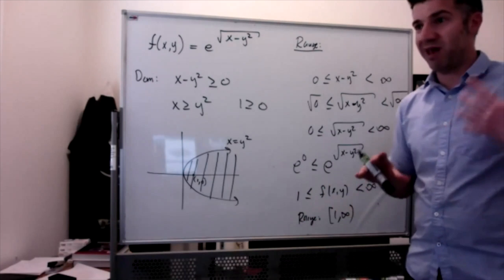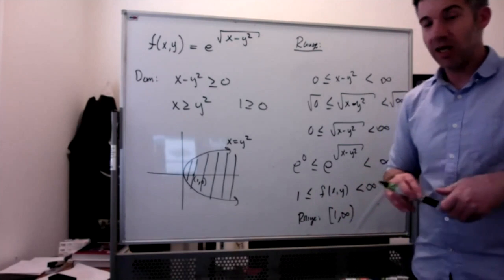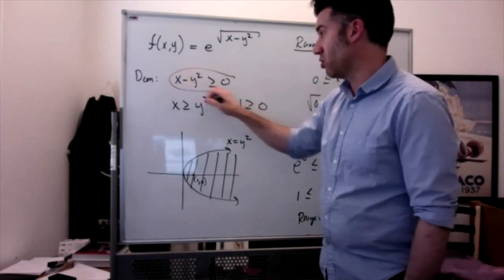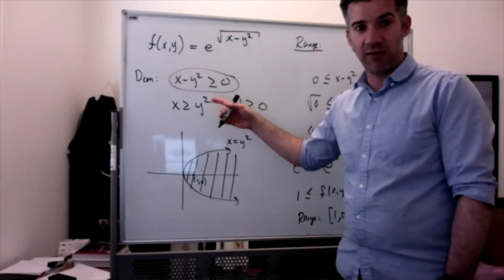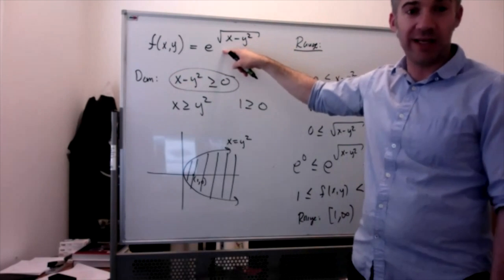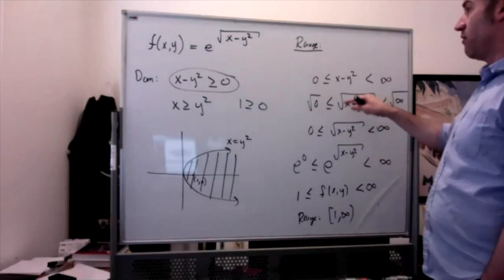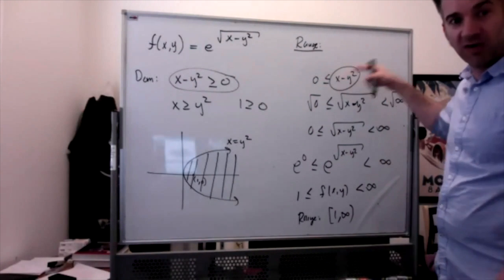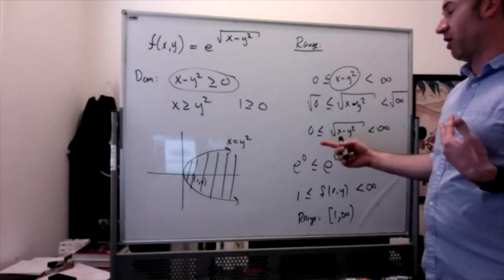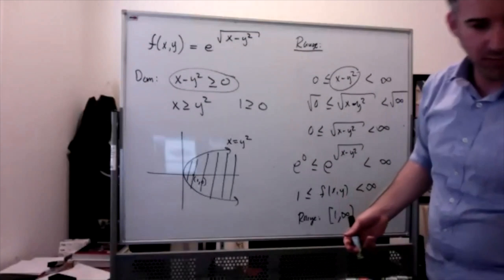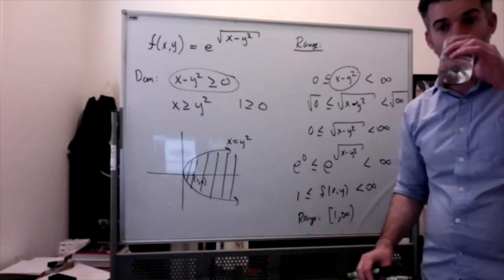So my tactic for dealing with the range is to start with the inequality I know is true and then work backwards to get back to the function. So if I know that this part's between 0 and infinity, then I can do stuff to all parts of my inequality to figure out what e to the square root of x minus y squared has to be between. Hopefully that makes a little bit of sense.